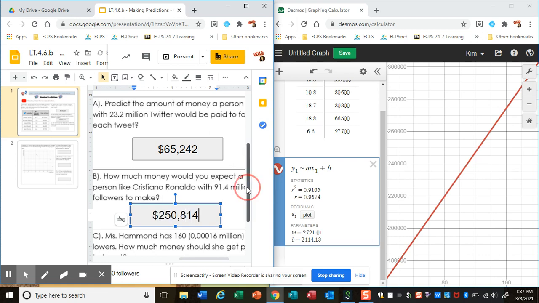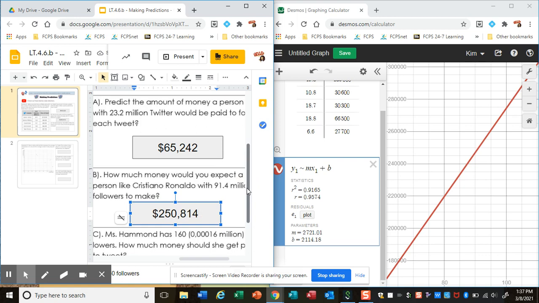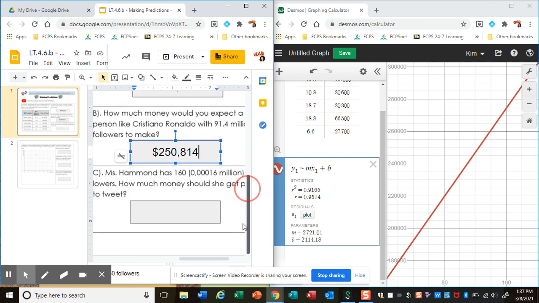This is a prediction. This doesn't mean that's how much he's getting paid. That just means that according to the rest of the data, maybe that's how much he should be paid based on the number of followers.